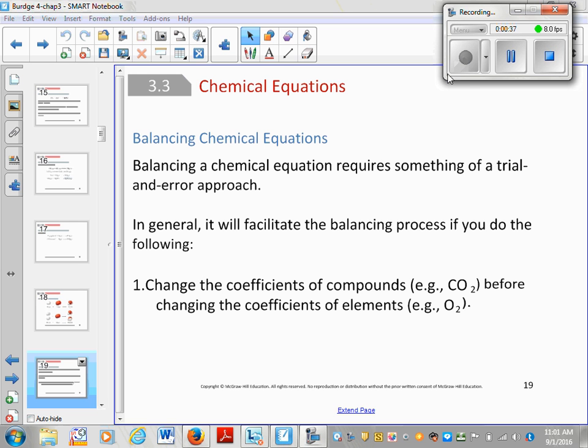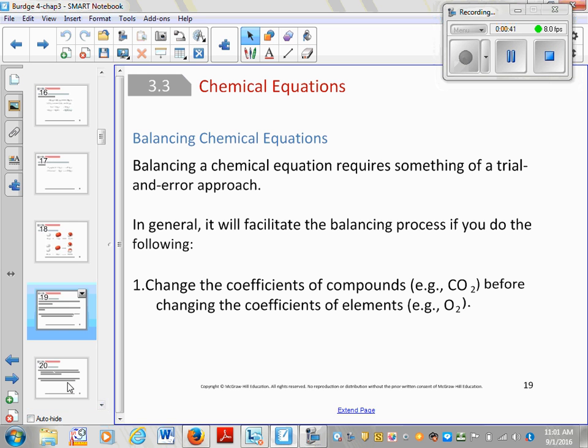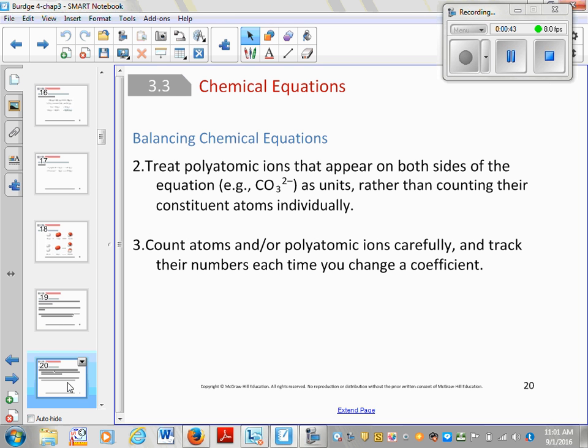If you have a polyatomic ion, such as carbonate, sulfate, nitrate, and they're on both sides of the equation, treat them as one unit. It's a lot easier to count the polyatomic ions than say, okay, this one is 1 carbon, 3 oxygens. If you have 1 CO3 on both sides, that part's balanced.